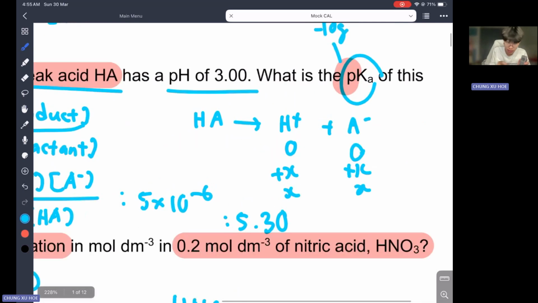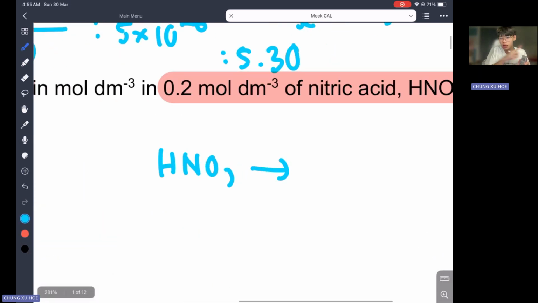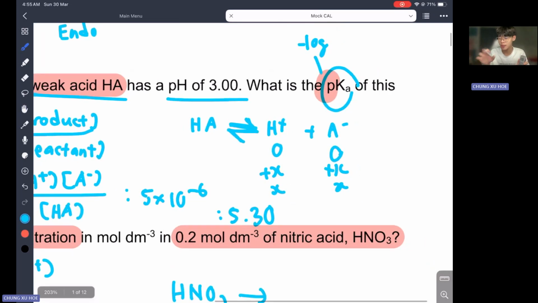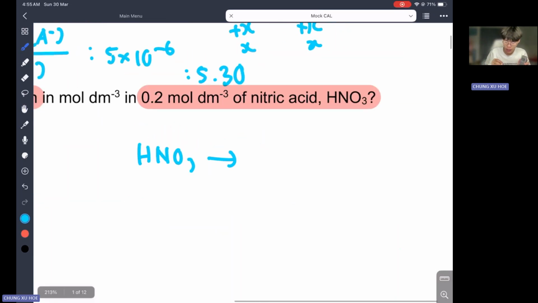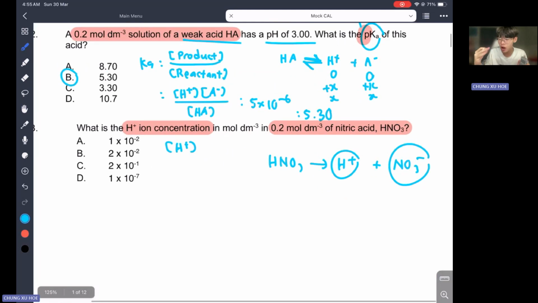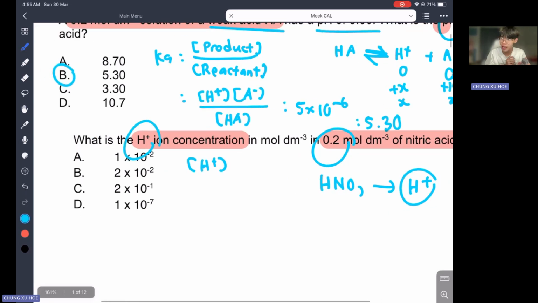If this is a weak acid, like just now, the equation should be reversible. However, for a strong acid, it's going to be one direction because they are strong, they ionize completely. But for a weak acid, they ionize partially, so it goes and comes back at the same time, simultaneously. So the acid completely ionizes in water to produce H plus ions and NO3 minus. Since it's completely ionized in water, the concentration here is going to be the concentration of the H plus ion.